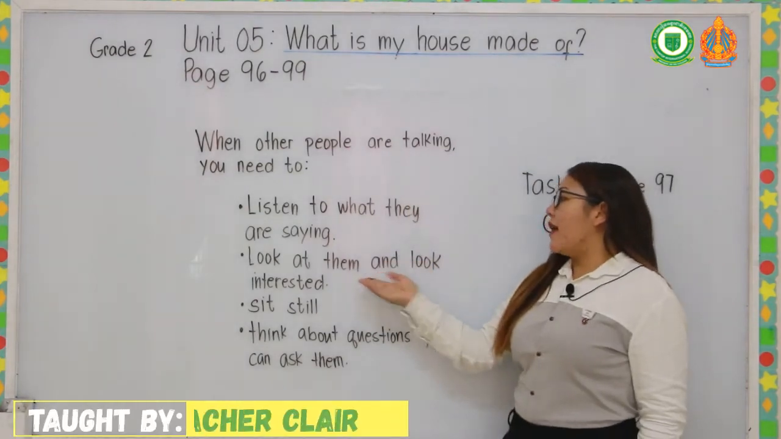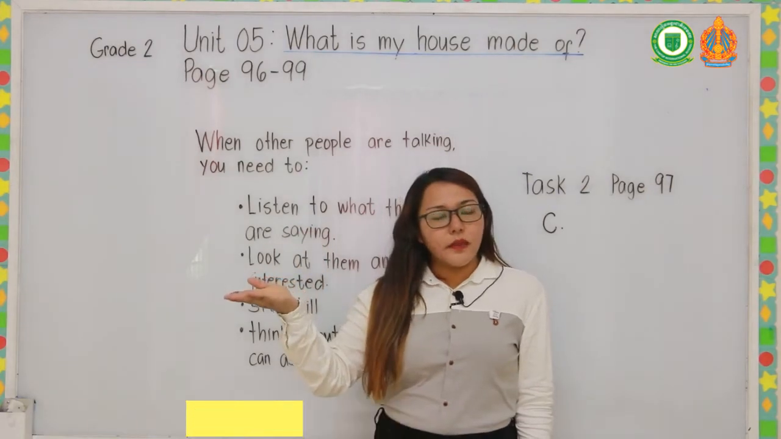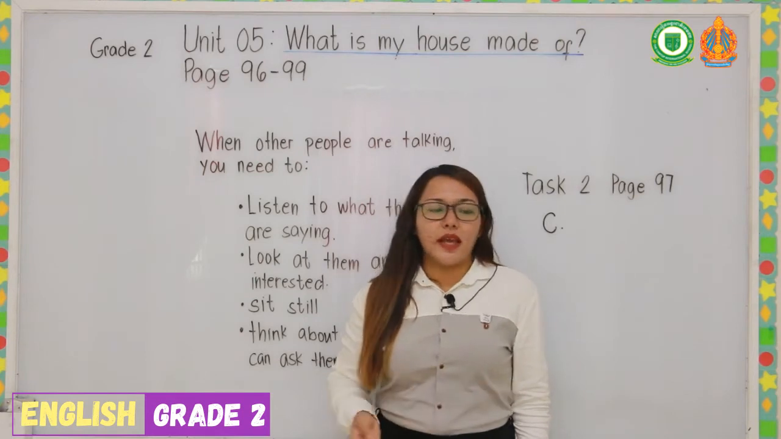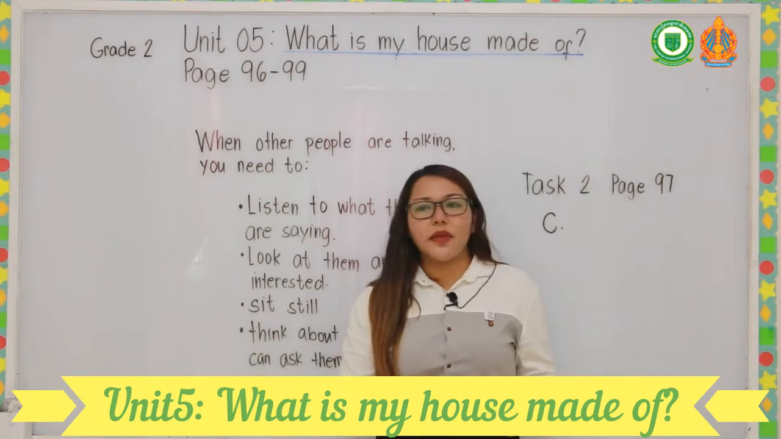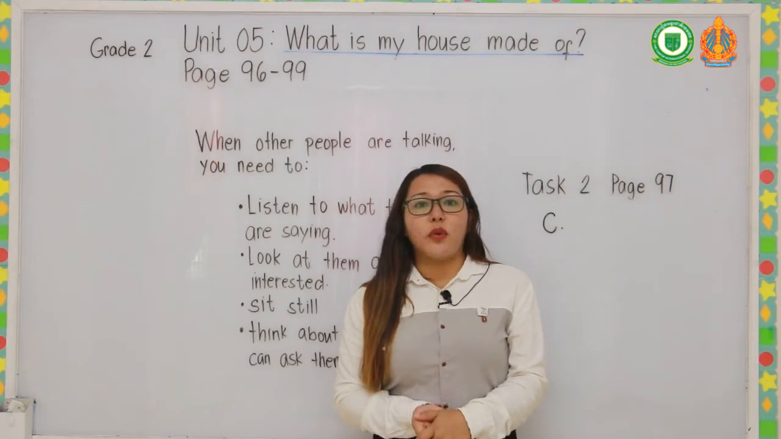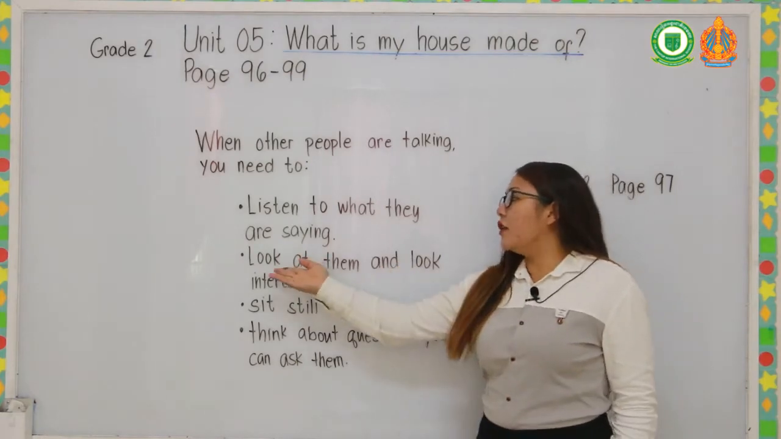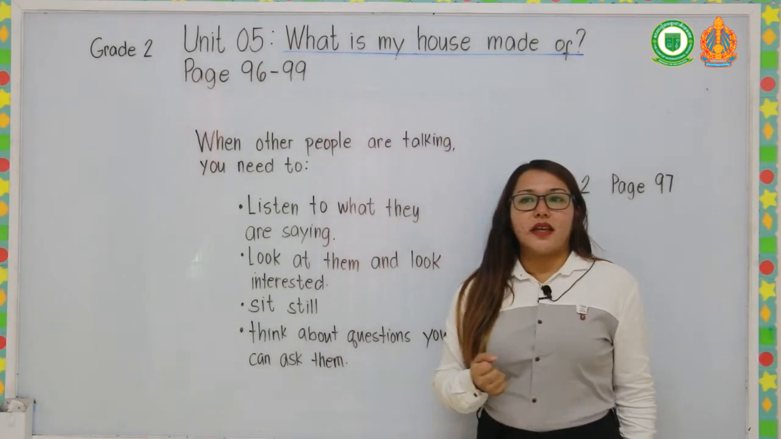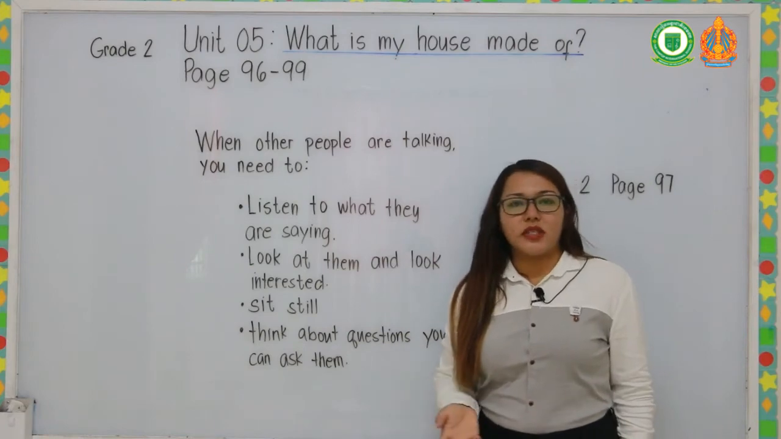Next, look at them and look interested. Okay, so look at me when I'm giving you our lessons, and you should look interested too, not just playing, not looking at me. You're looking at something like you're holding something, playing with your phone. It's not a good way to show that you are a good listener. So if someone is talking, look at them. Look at them and look interested, because not just look interested, but you should really be interested in your lessons.